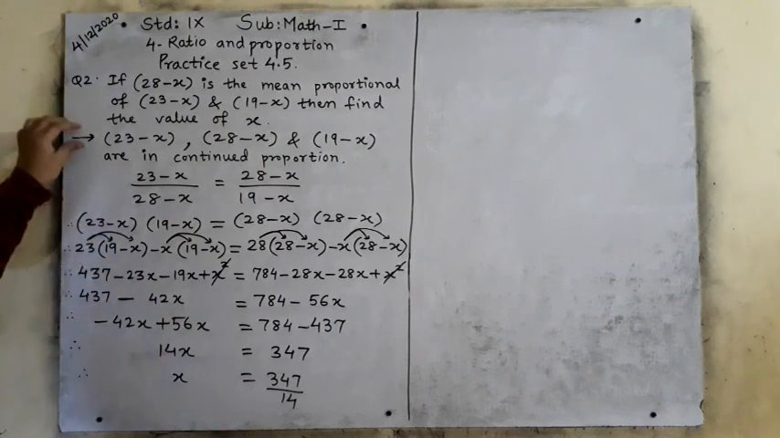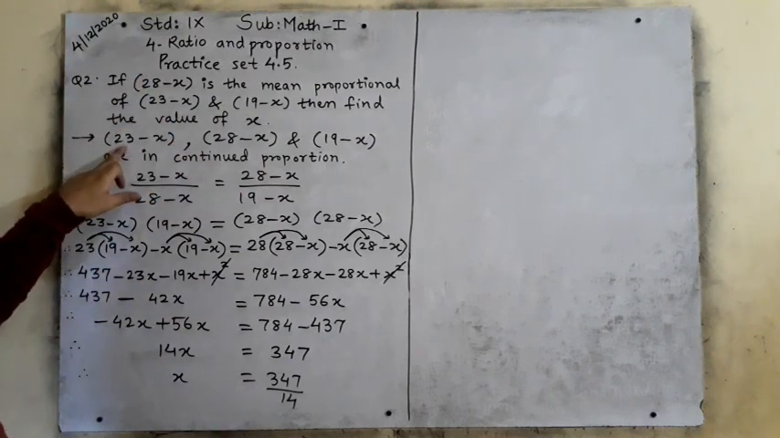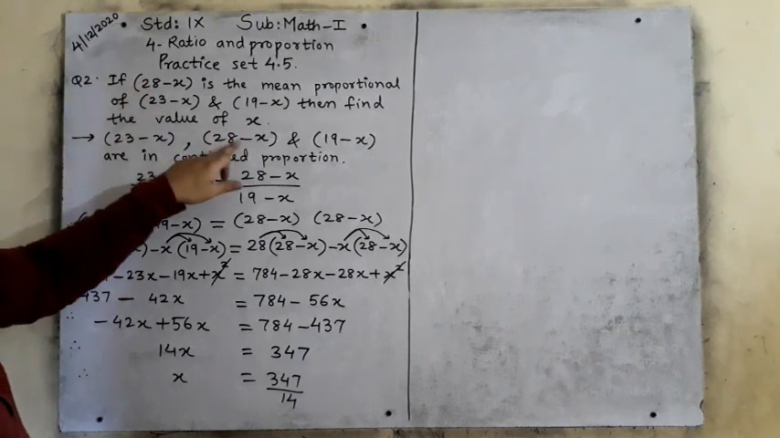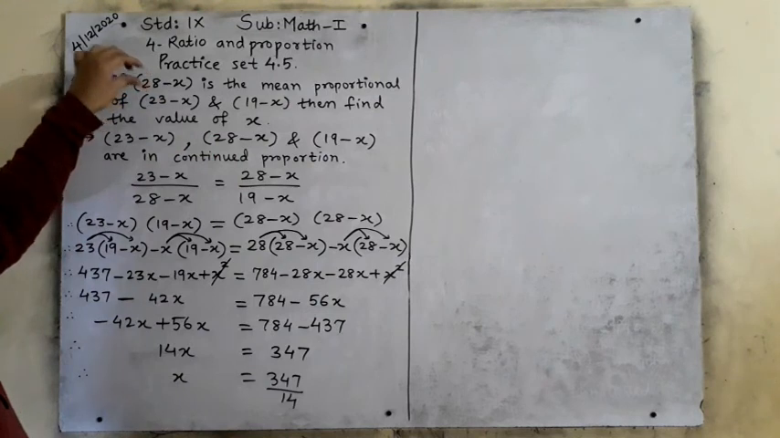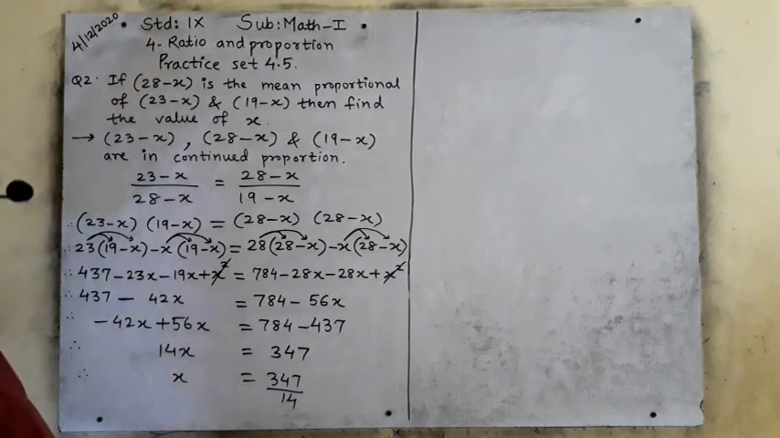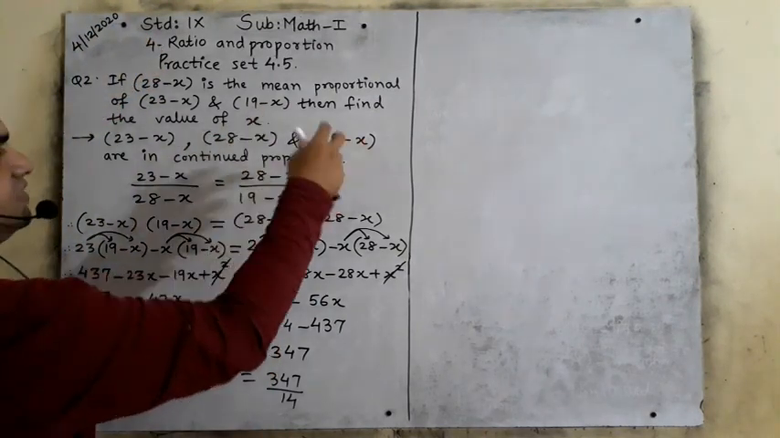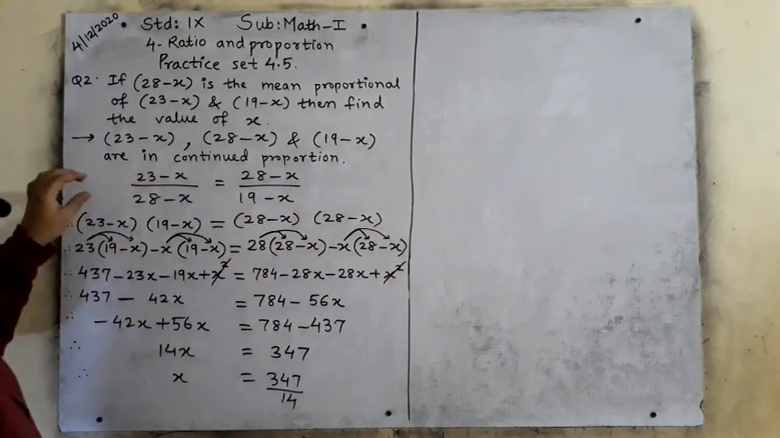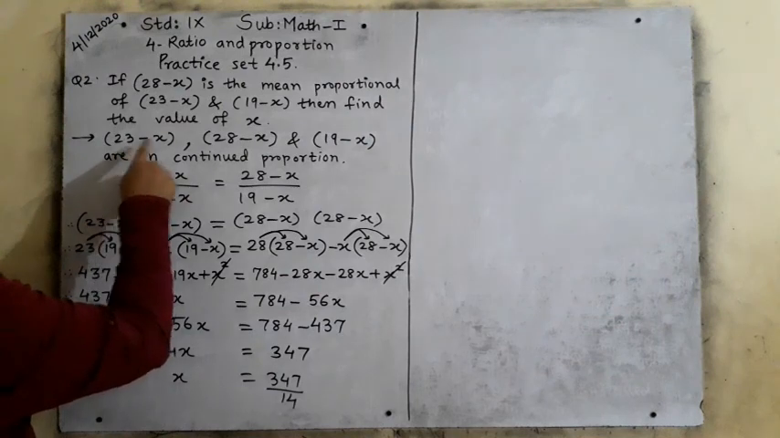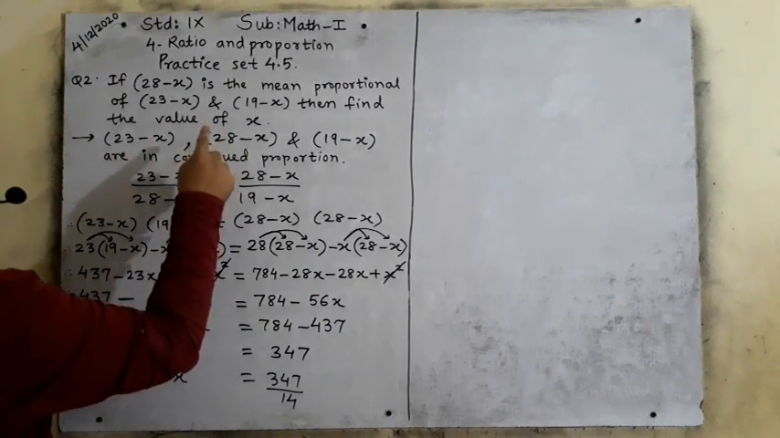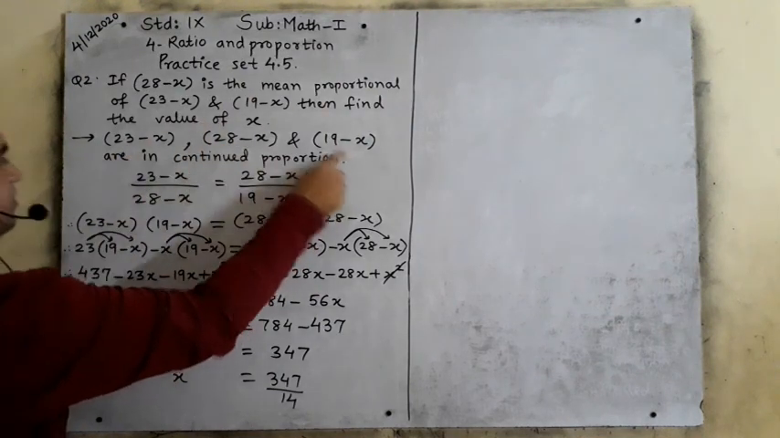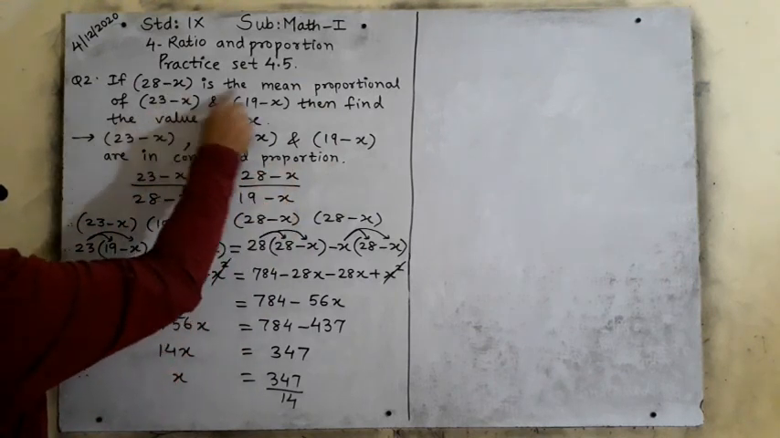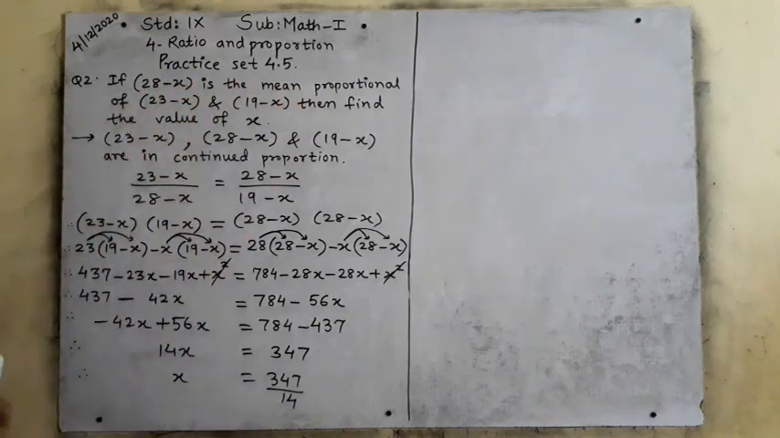Okay, so now we will write down whatever is given. I have written here 23 minus x is the value of A, 28 minus x is the mean proportional, means it is the value of B, and 19 minus x is the value of C, are in continued proportion. Now we will write A upon B is equals to B upon C. This is the mean proportional, means this is the value of B.